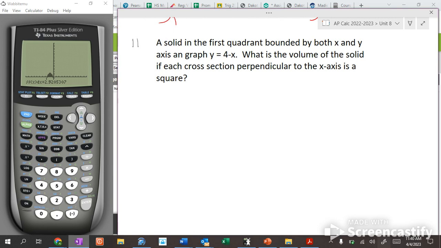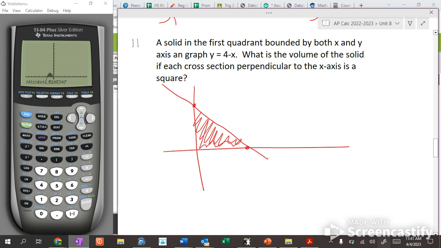Yep. A solid in the first quadrant is bounded by both the x and y axis and y equals 4 minus x. So let me kind of draw that out. 4 minus x would be 0, 4, and 4, 0. There we go. All right. And it's bounded by the x and y axis, so it's this in here. What is the volume of the solid if each cross-section is perpendicular to the x-axis and it's a square? So the little rectangles are perpendicular to the x-axis.